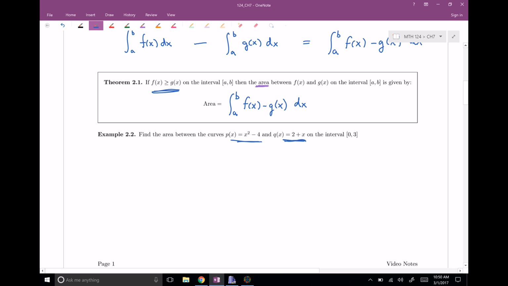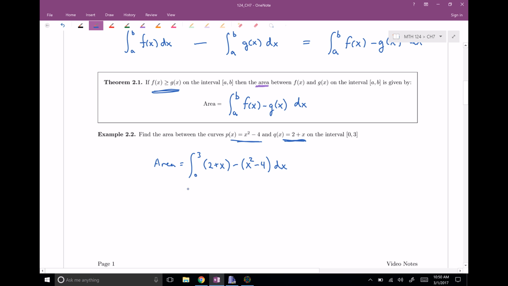So when I set up my area formula, this is going to be the integral from 0 to 3, right, because my interval, 0 to 3, of the big function, 2 plus x, right, this one's bigger, it has bigger y values, minus the small function. And notice what I'm doing with the parentheses here, right? A common mistake is that people forget to subtract away the entire function. And sometimes I see that this subtraction sign is only applied to the x squared and you forget to apply it to the negative 4. So it's very important that you do both.